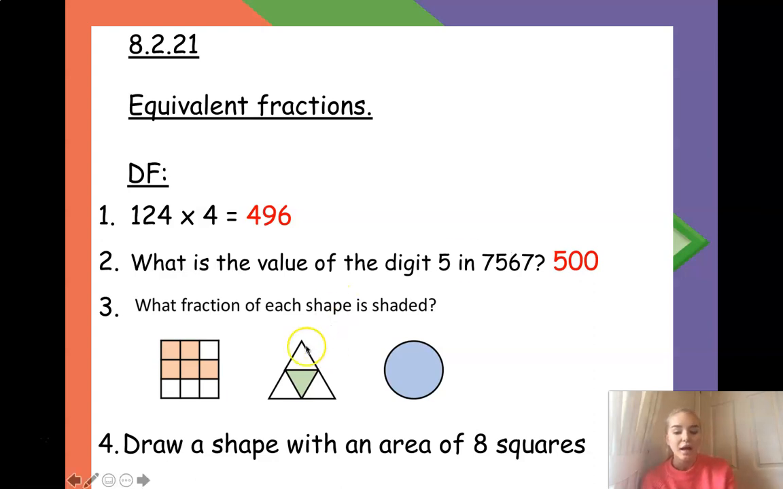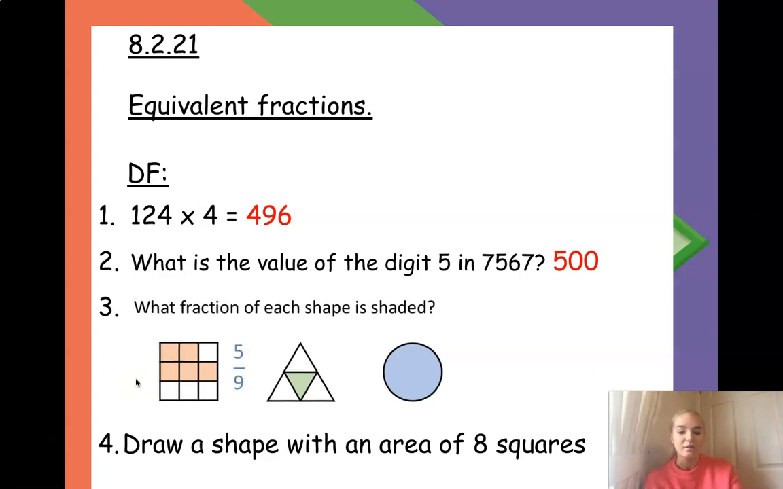Well, I know that I have got 9 squares and 5 of them are shaded, so it would be 5/9. And for number 2, I know I've got 4 triangles and 1 is shaded, so that is 1/4. And for the final one, I have got 1 circle and it's not been split up into any shapes, so the answer is going to be 1/1 or 1.